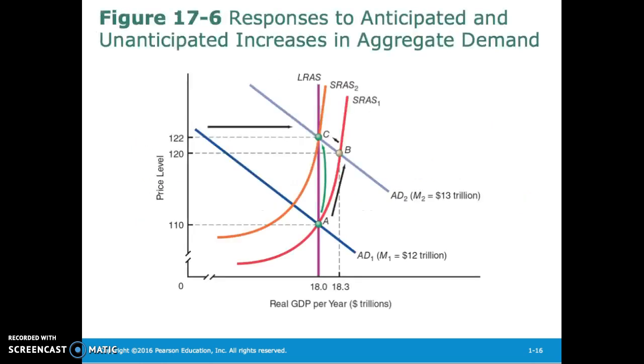In this graph, we see the effects of an anticipated or unanticipated increase in the aggregate demand. Again, as usual, the aggregate demand shifts outward, moving us along the short-run aggregate supply curve. However, in the long run, we expect the short-run aggregate supply curve to move back into intersection with the long-run aggregate supply curve and the aggregate demand curve at point C.